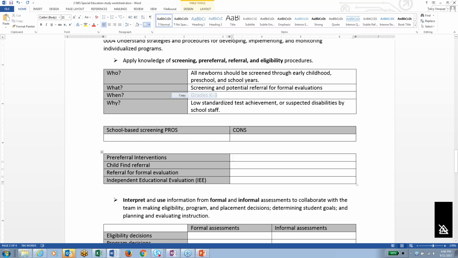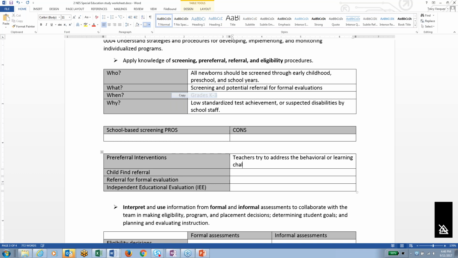So here for pre-referral interventions, this is when teachers try to address the behavior or learning through modifications. Usually, certain states in the U.S. will have a particular process for pre-referral, and it may include the involvement of the teacher assistance team.